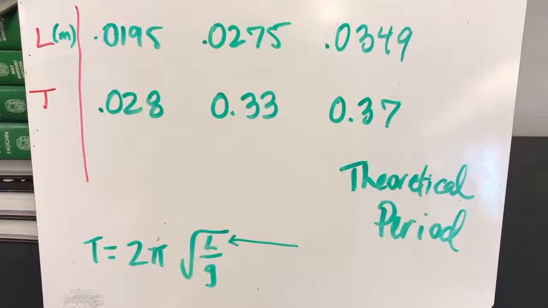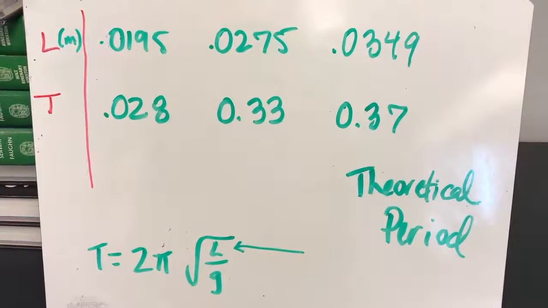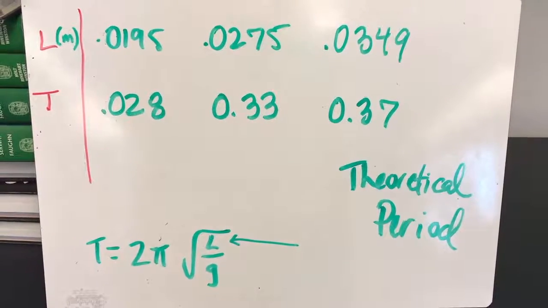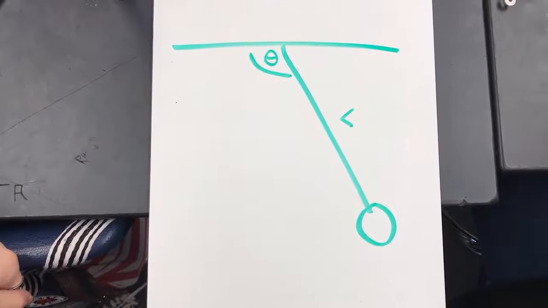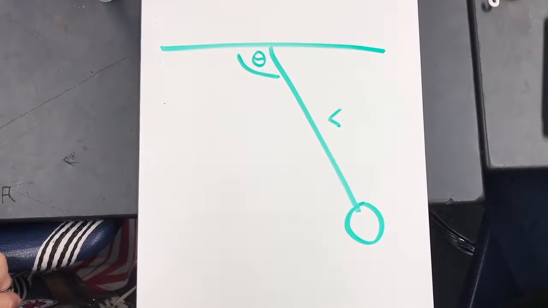The theoretical period is very different from the experimental period, but both of them have an increasing trend. In conclusion, period is dependent on length. However, it is also dependent on amplitude.